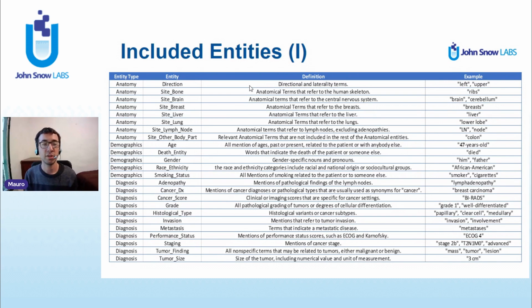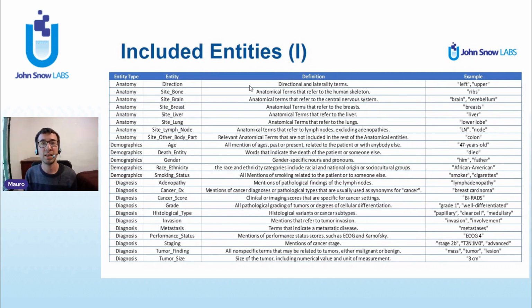Then we have diagnosis-related entities. The most important one is cancer diagnosis, which is used to extract, for example, breast cancer or breast carcinoma. In that case, the anatomical site is included in the extraction. And then other information like adenopathies, metastases. Here you also have a grade entity that extracts, for example, grade 1, but also differentiation, cell differentiation, like well differentiated, those kinds of terms.